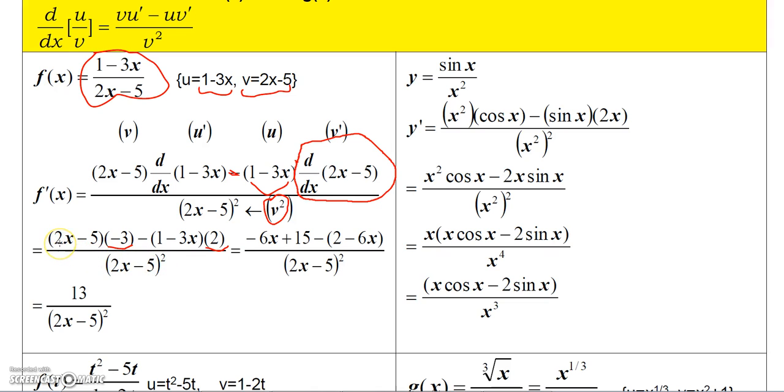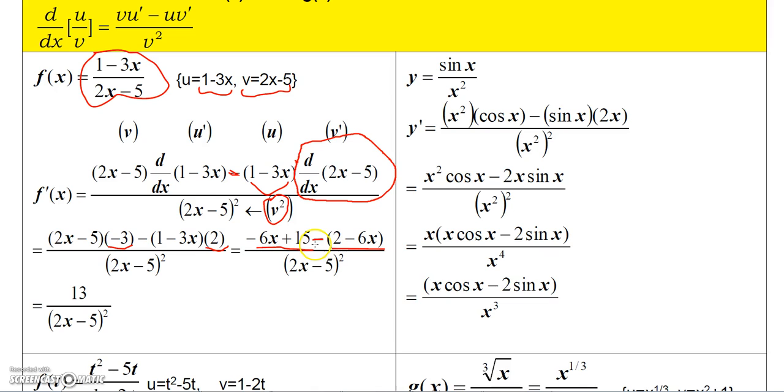And then the next to the last step is to distribute the minus 3 through. When you distribute the minus 3 here, you get minus 6x plus 15. So that's these two terms. And then here, distribute the 2 through, and you have 2 minus 6x. So that's these terms. Now remember, you can really mess the sign up here if you're not careful. So that's why I kept the minus here and only distributed the 2 through here.